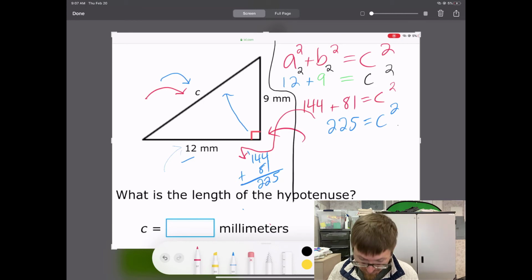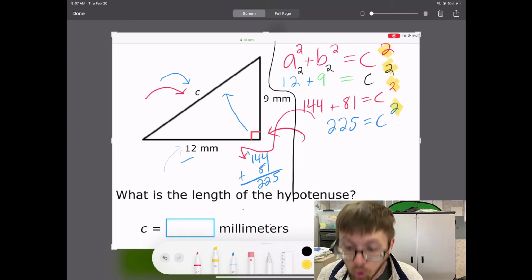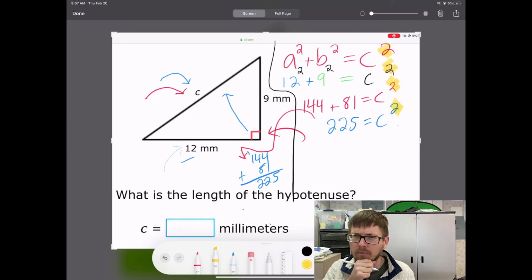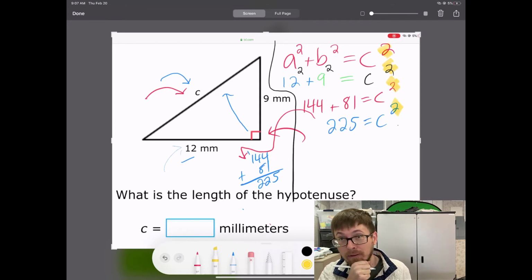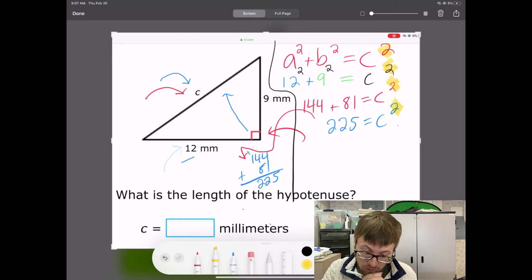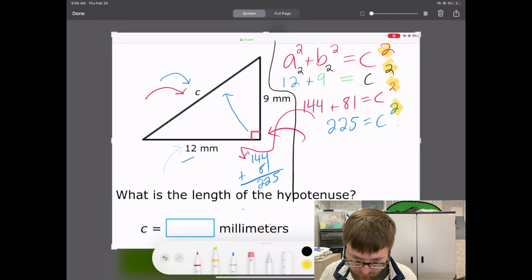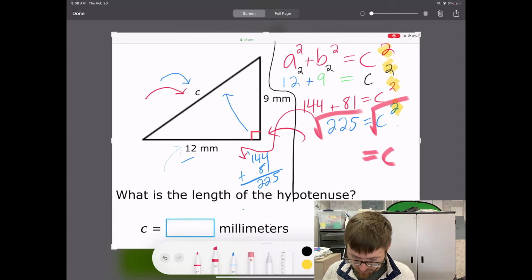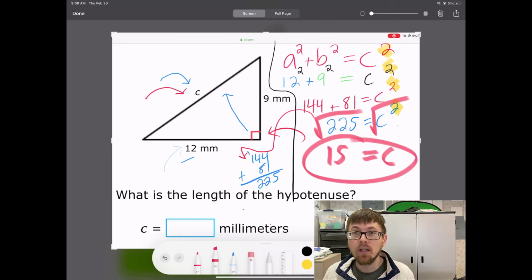Notice here, we actually don't have C by itself. I'll use my highlighter this time. What do I have? What did I bring down every single time? I brought down this power of a 2. Well, how do I get rid of this square, this power, this exponent that wants to hang on top of the C? Well, just like with equations in general, you can undo something by doing the opposite. So by undoing the square, what we can do is take the square root on both sides, and the square root of 225 is going to give you 15, because 15 times 15 gives you 225.